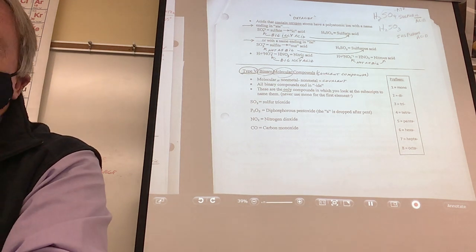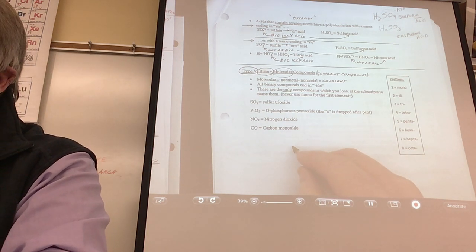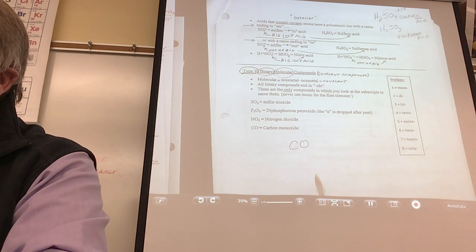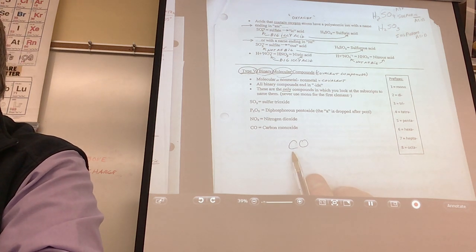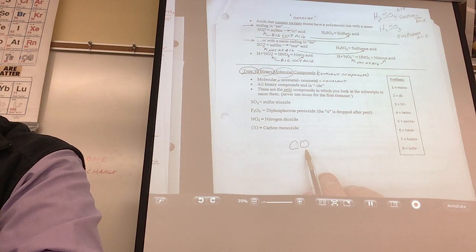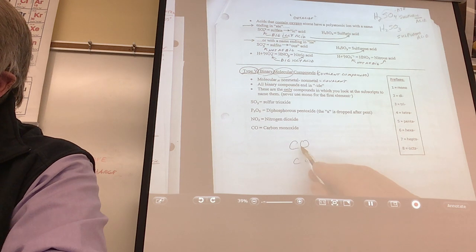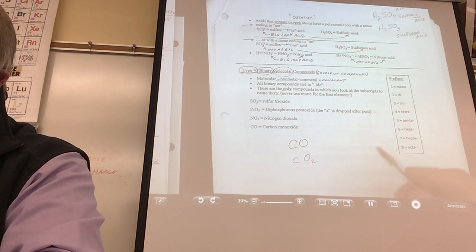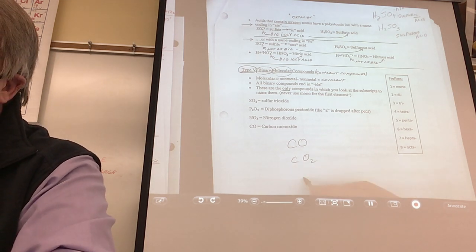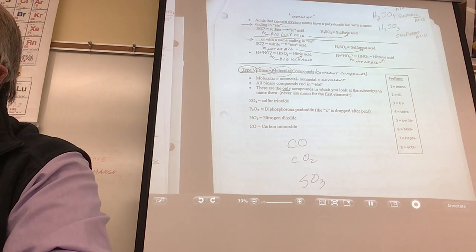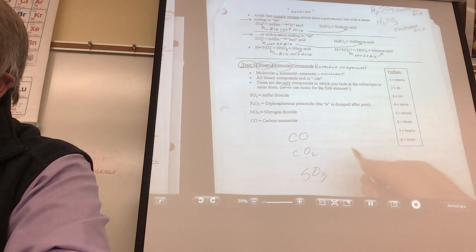Okay. So now, what we do here is you don't use mono for the first element, but you do for the second. So watch this. What is this called, this compound? Carbon. I know there's only one carbon, but you don't use mono for the first, right? Carbon. How many oxygens? Carbon monoxide, right? What about this guy? Carbon dioxide. This one. Sulfur trioxide.